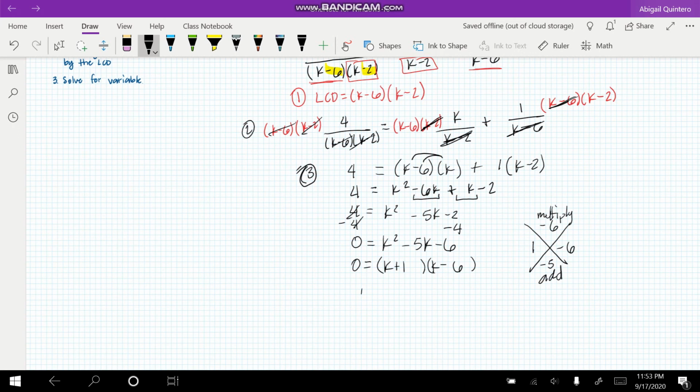So here in this case, either k plus 1 equals 0, or k minus 6 equals 0. And then let's go ahead and solve for k. So here it was a plus 1, so I'm going to go ahead and subtract it. And then on this side, I'm going to go ahead and move the 6 to the other side. So k equals positive 6.